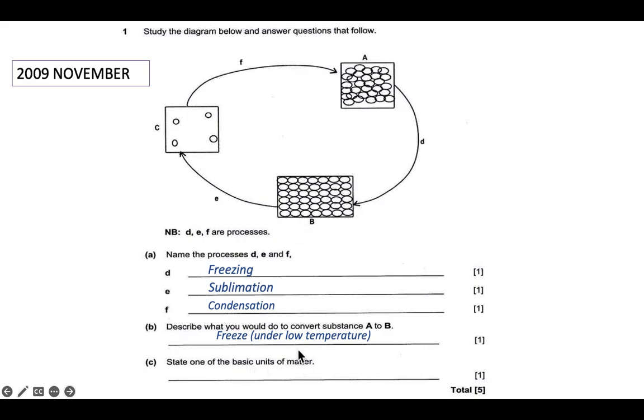It was just one, but I'll give three. The three we have are molecules, atoms, and ions. So these are basic units of matter. And then we go on to the other question.